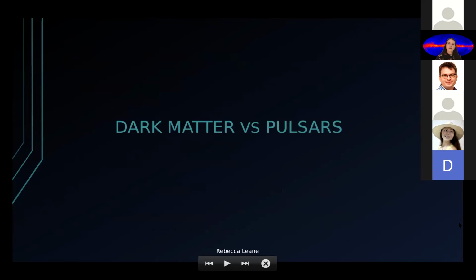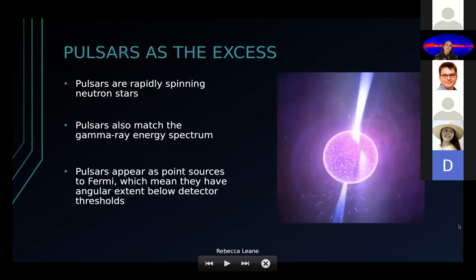Okay. So I just told you a little bit about how this signal looks like it could be dark matter. But of course, there are other hypotheses as well. And the leading alternative hypothesis is that it's coming from something called pulsars. So pulsars are rapidly spinning neutron stars. I think the best argument that you can make for pulsars explaining the excess is that they kind of roughly match the gamma ray energy spectrum for the galactic center excess. So these are the millisecond pulsars in particular.